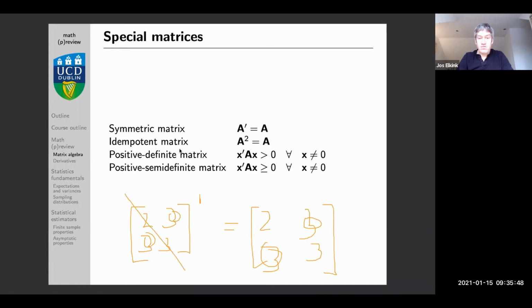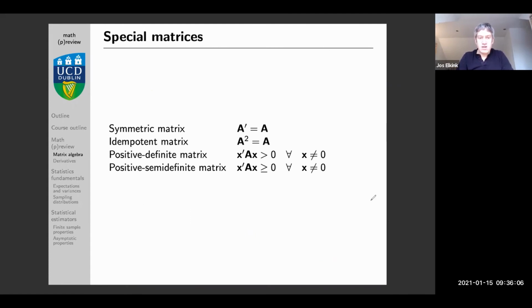An idempotent matrix is a matrix where if you multiply it with itself, A times A equals A. If a matrix is idempotent, then this is true. So that's the definition of an idempotent matrix. So they are relatively straightforward.